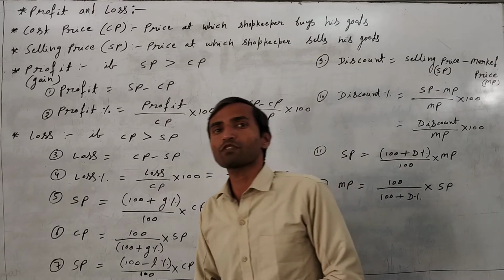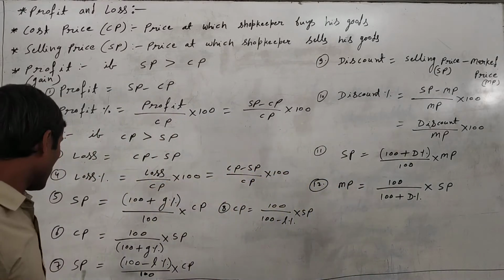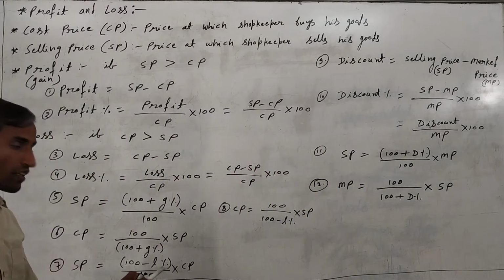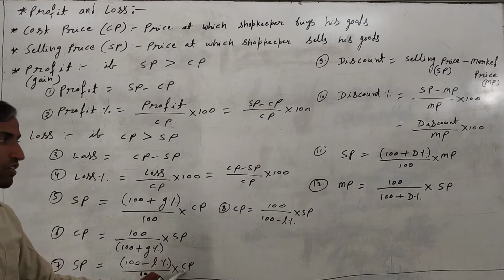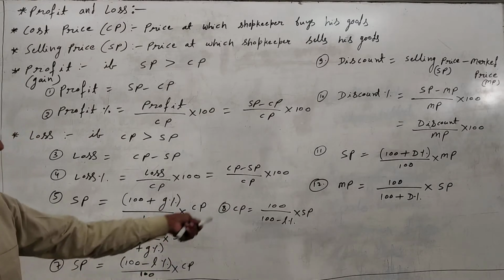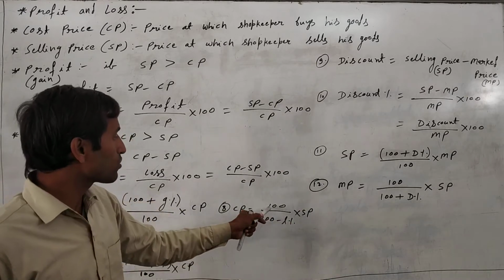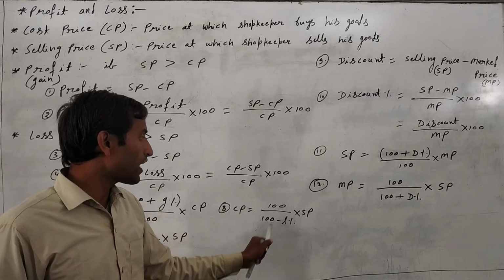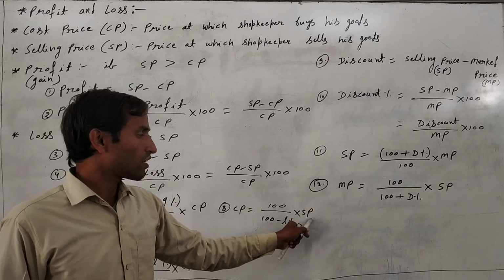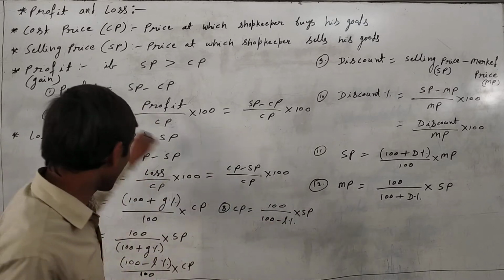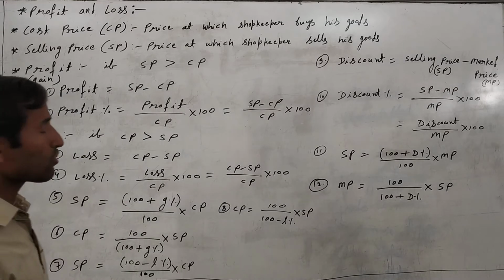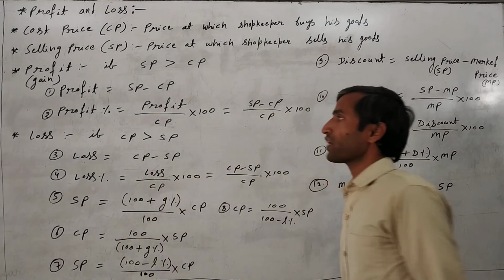And after that sometimes the question gives loss percentage and we have to find SP. For that we use SP equals 100 minus loss percent upon 100 into CP. And if the question gives loss percent and SP, and we have to find CP, in this case we use the formula CP equals 100 upon 100 minus loss percent into SP. So these are the questions where, on the basis of CP and SP, we have to find profit or loss.